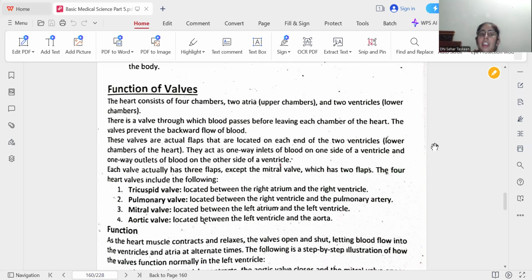The lower chambers of the heart, they act as one-way inlets of blood on one side of the ventricle and one-way outlets of blood on the other side of the ventricle. Each valve actually has three flaps, except the mitral valve, which has two flaps.